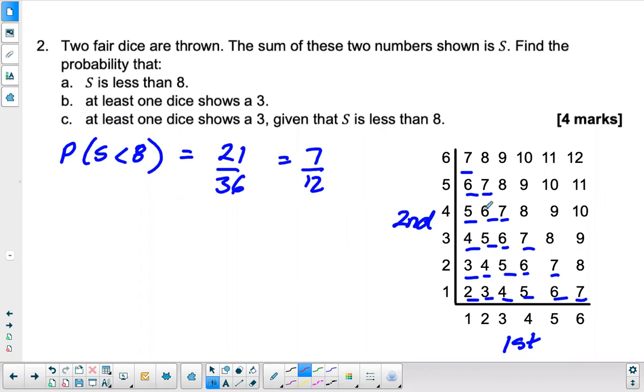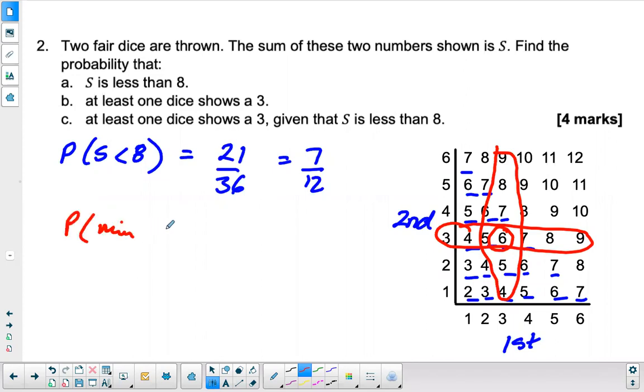At least 1 dice shows a 3, means that we are now looking for where the rows and columns where there is a 3. So there's a 3 anywhere in here. There's a 3 anywhere in here. But one of those is double counted. So we only want to count that once. So instead of being 6 and 6, this is actually 6 and 5. So P minimum 1, 3 is 11 out of 36.